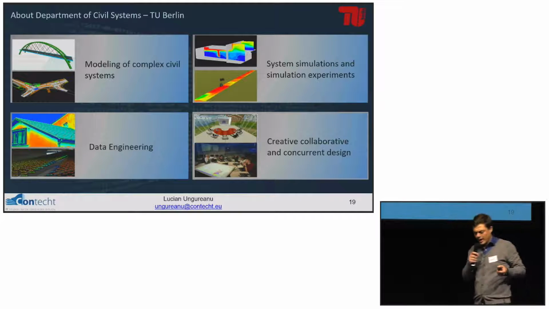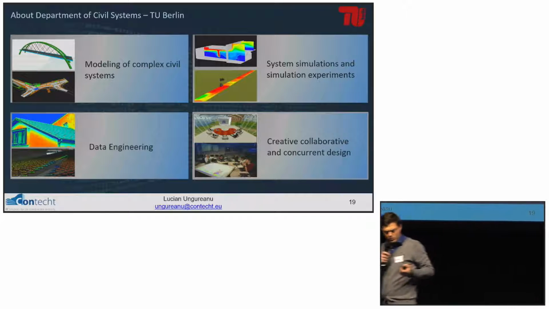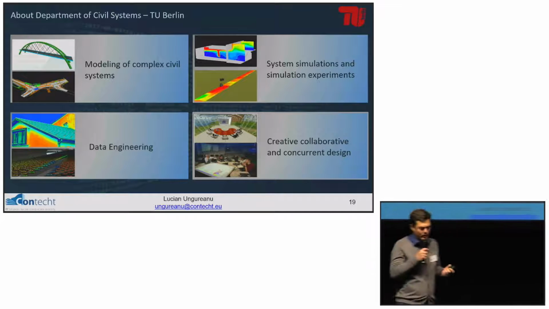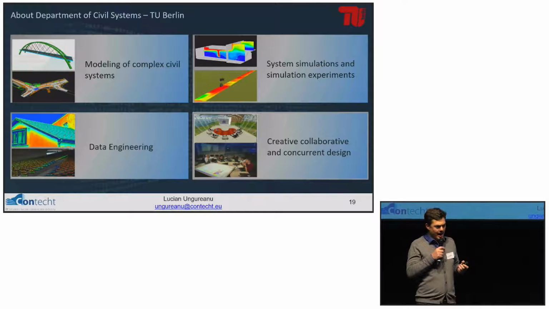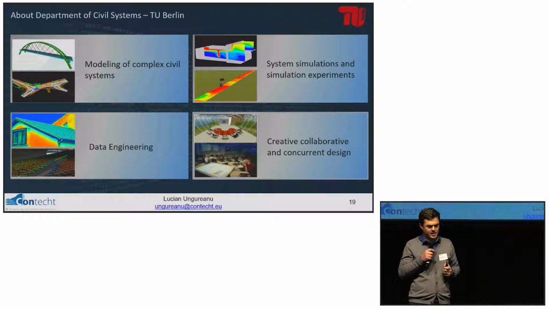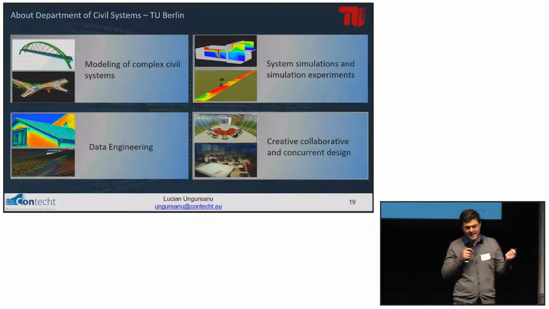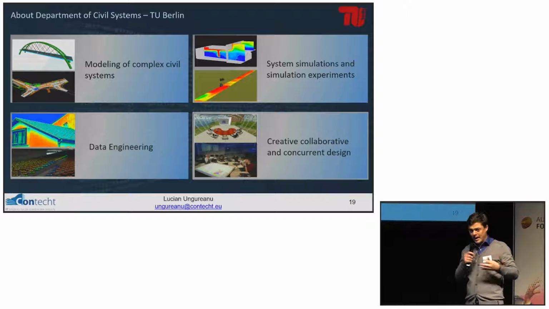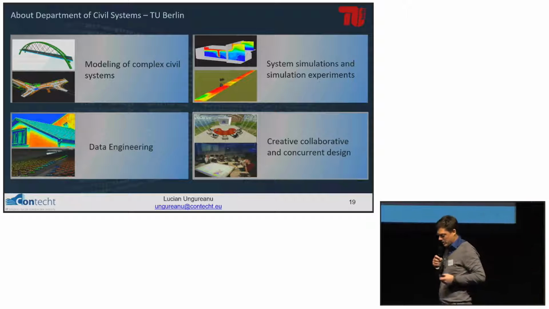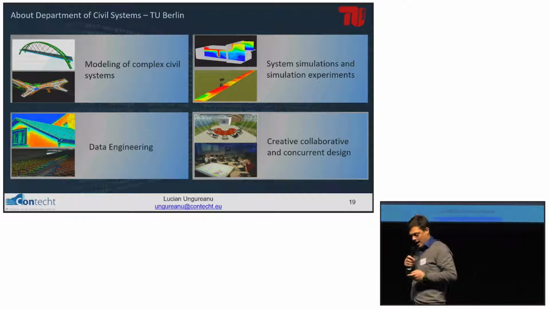The chair at the TU Berlin is a brand new chair. We started it in 2016, and it's basically called civil systems engineering. It's something you don't hear much in the civil engineering field, but the main idea is looking at how we are designing engineering things from a holistic perspective, right?